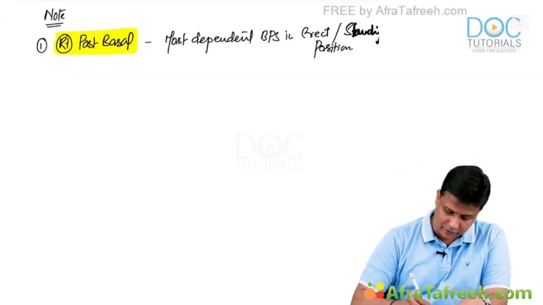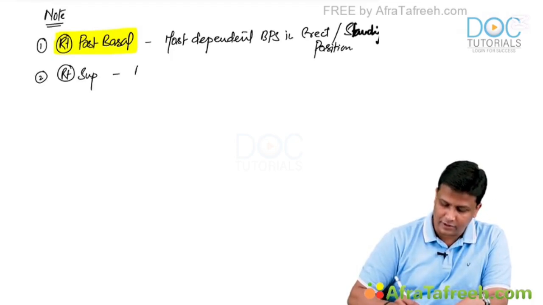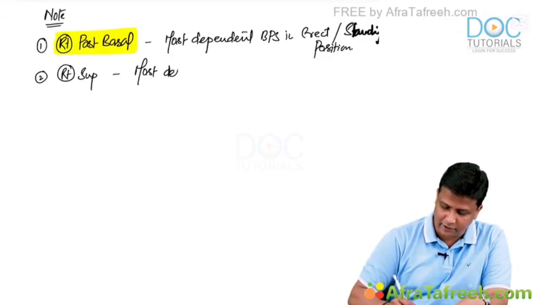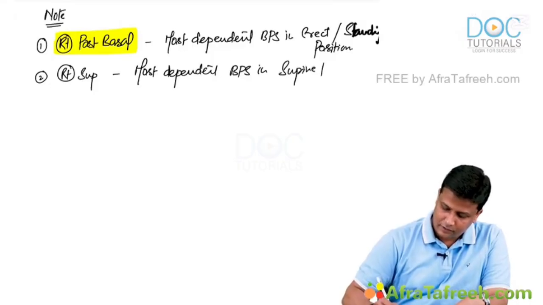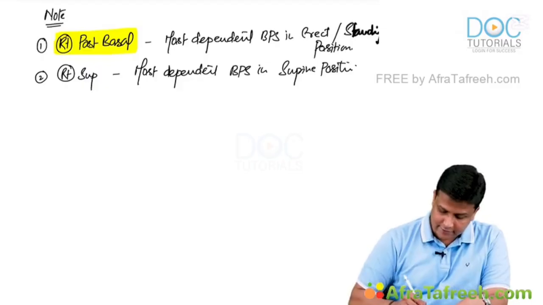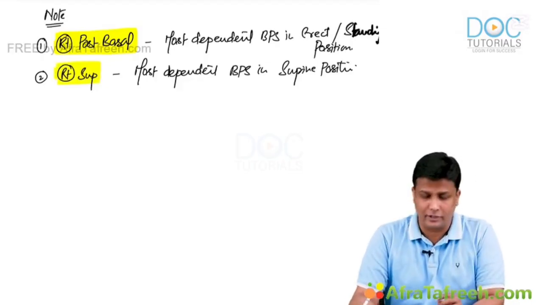Now, what about the supine position here? Number 2, again the right side only, but this time the superior one. So, the right superior bronchopulmonary segment is the most dependent bronchopulmonary segment in the supine position. So, in the standing position it will be the right posterior basal, whereas in the supine position it will be the right superior. Right superior will be most dependent during the supine position, guys.